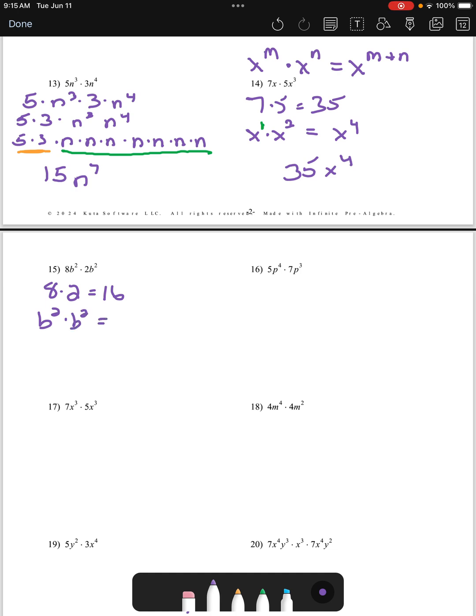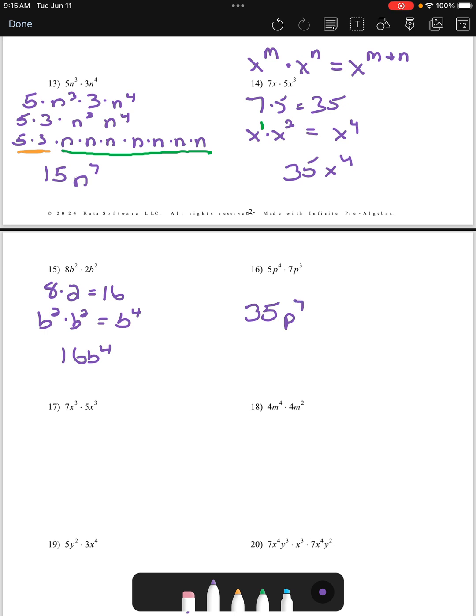In number 15, coefficients are 8 and 2, so 8 times 2 is 16. Variables are b squared and b squared. When we add the two 2's, we get b to the fourth. 16b to the fourth. At this point, I invite you to pause and try 16 through 19. I am just going to talk these ones out loud and write the answers down.